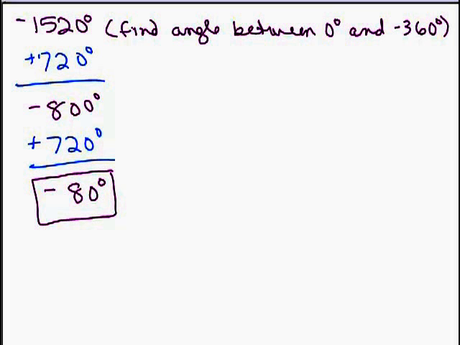Aha. It's interesting. It's very close to that first problem. In the negatives, we're going to add 720 again. So this one's coterminal with negative 80 degrees. If you remember, the first problem we did, we showed that positive 1520 degrees was coterminal with positive 80 degrees, and negative 1520 degrees is coterminal with negative 80 degrees. So you can see there's different questions people would ask you about coterminal angles.